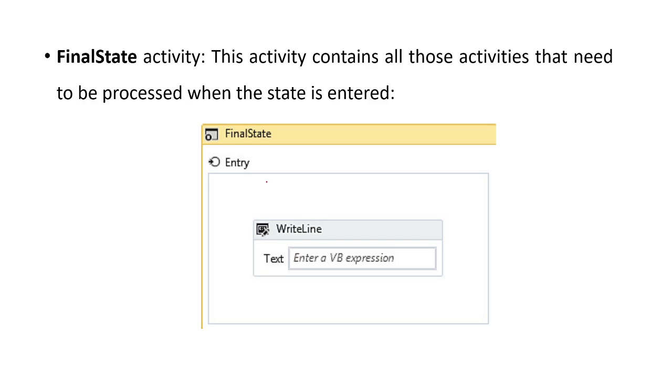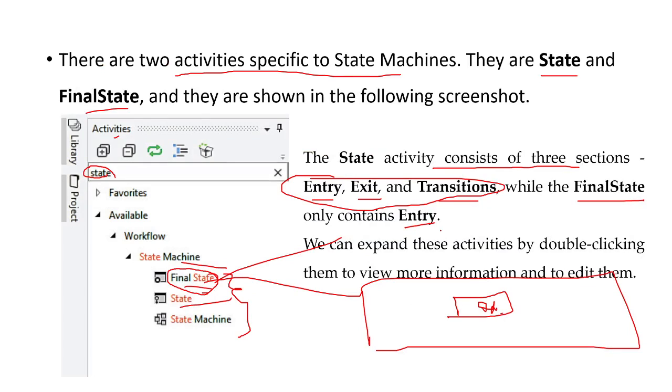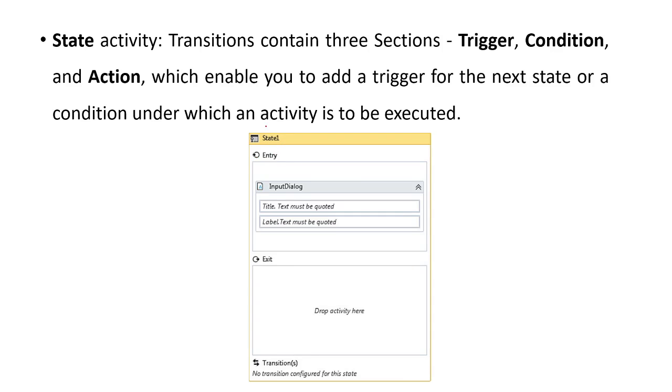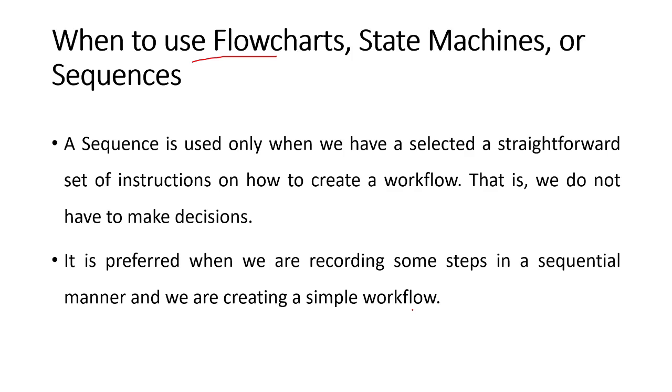Now we shall see. So in case of final state activity, there is only one section called entry section. And in case of state activity, entry will be there, exit will be there, transition sections will be there. So this is what the author is telling here. We are just learning the layout. We shall see an example in the coming classes.